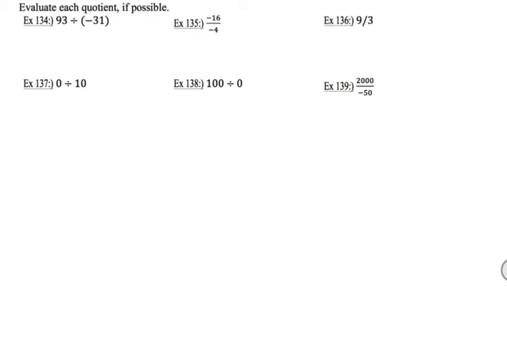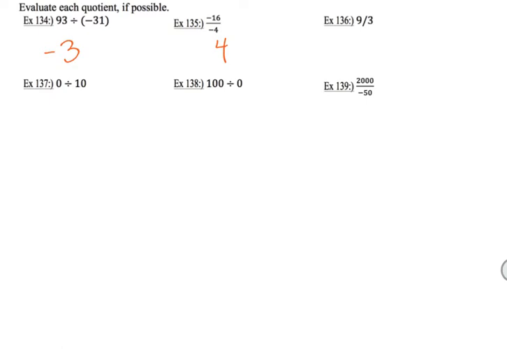So example 134, negative 93 divided by 31, ignoring the negative, is 3. Now we go back and use the negative to decide if the answer is positive or negative. Positive divided by negative, there's one negative, so the answer is negative 3. Okay, example 135. First, divide ignoring the signs. 16 divided by 4 is 4. Now let's decide if it's positive or negative. Negative divided by negative is positive, so the answer is positive 4.